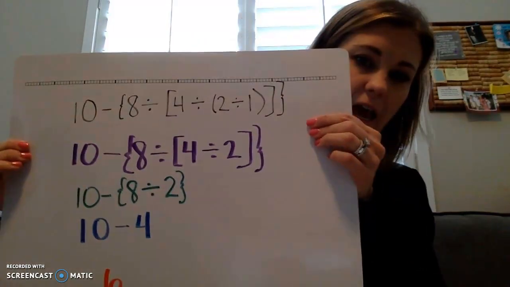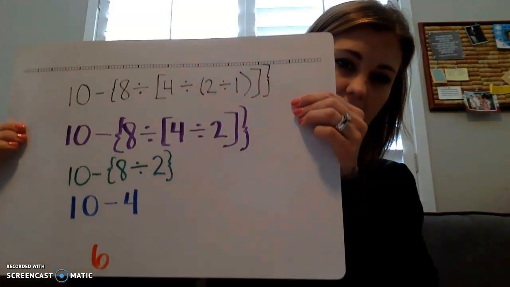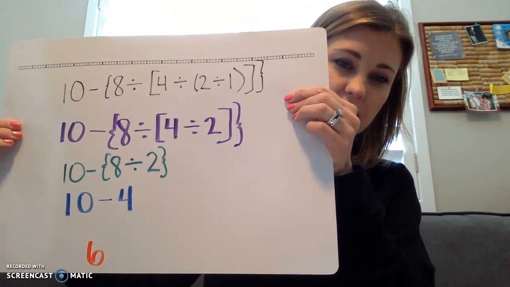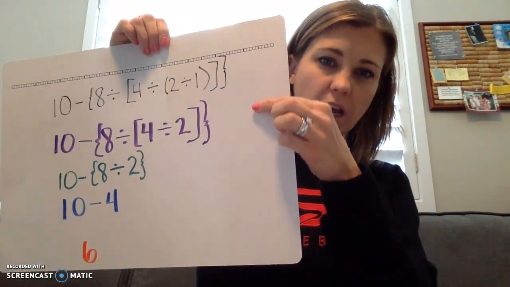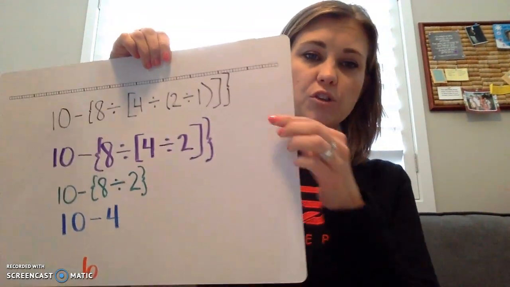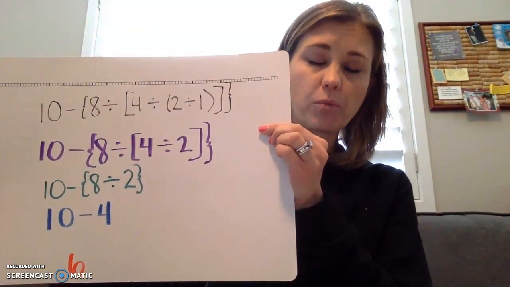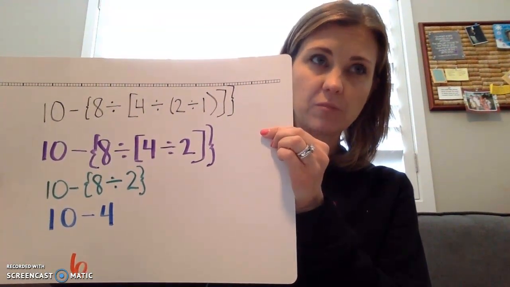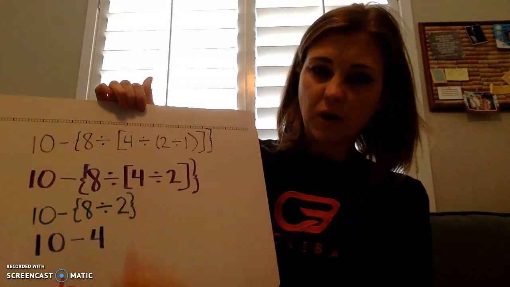All right, so now I have my 10, take away my 4, and so then I have simplified that to 6. So I went from my very big expression up here and I simplified it all the way down to 1 number. So that is how you work on these problems that have parentheses, braces, and brackets. I'm sorry. Yeah, the parentheses, the brackets, and then the braces.